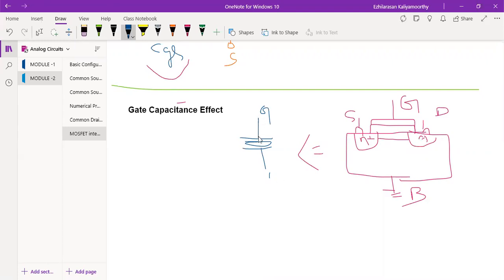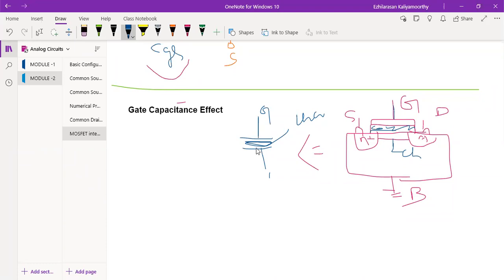So the gate electrode polysilicon forms a parallel plate capacitor with the channel. This one is the channel. Between them there is an oxide layer. This is the oxide layer. This will be your polysilicon layer. This will be your channel. In between, the oxide layer is present, serving as the capacitor dielectric. This only is the gate capacitance effect.